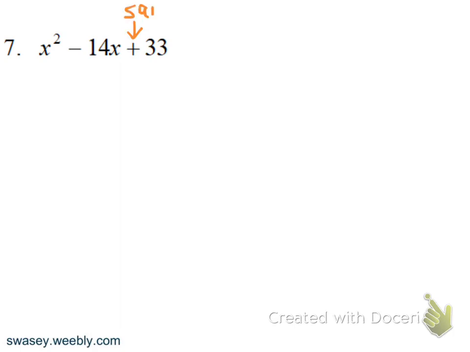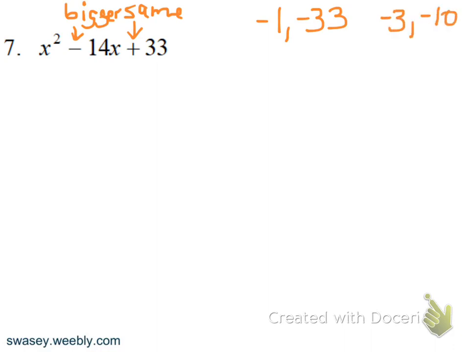Same signs, bigger one's negative. So they're both negative. To multiply and get positive 33, sorry, 11. The pair that adds up to negative 14 is negative 3 and negative 11.